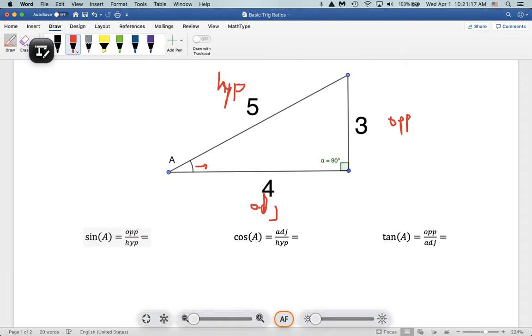Remember, the sine is the opposite side divided by the hypotenuse. So it'd be this length of 3 divided by 5. So it's just 3 over 5. That's simple. The cosine is the length of the adjacent side divided by the hypotenuse. So the cosine of this angle would be 4 over 5.